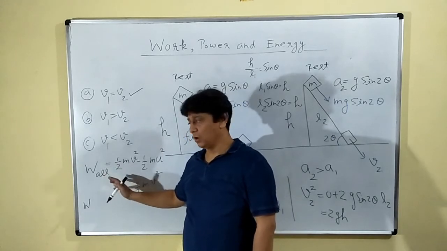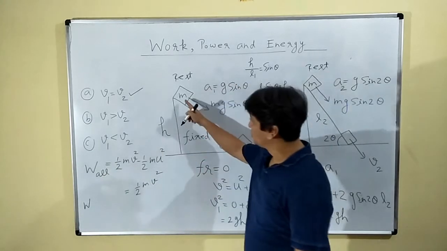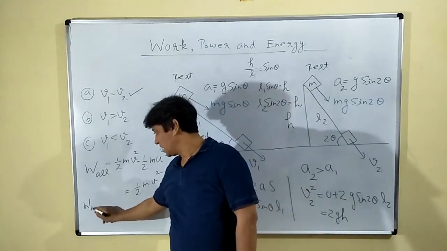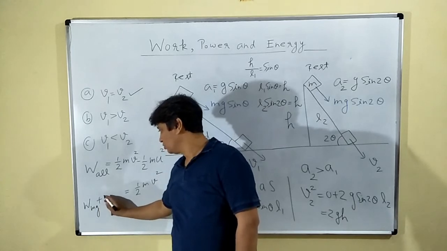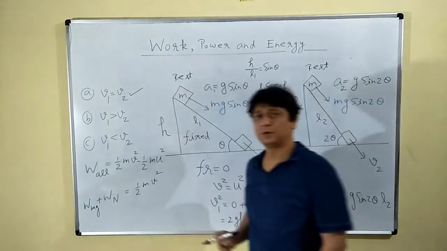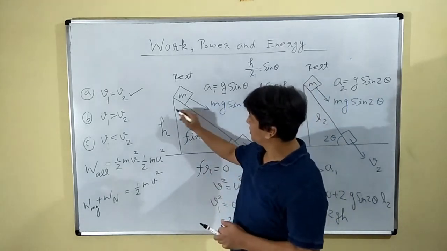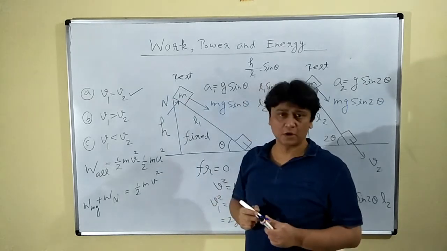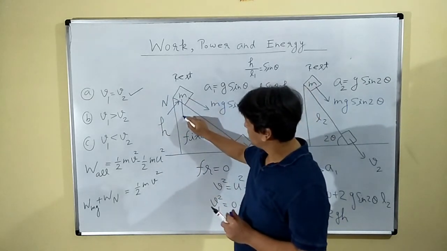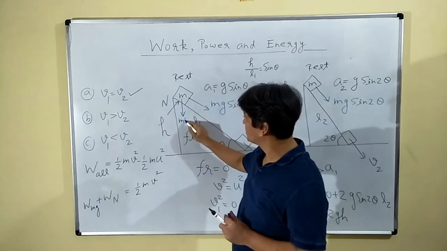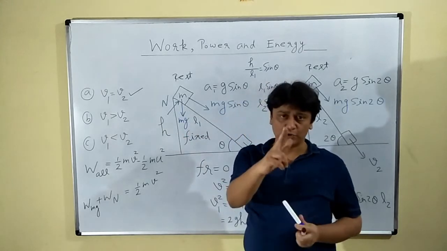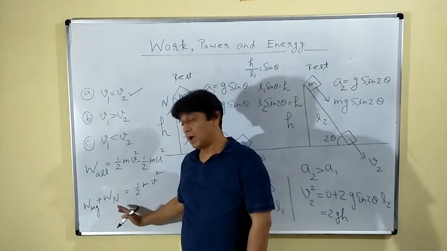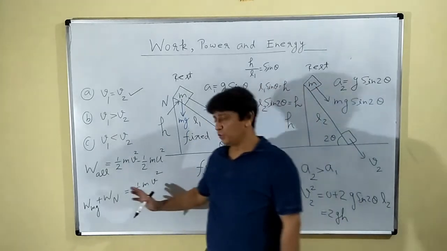Work done by all. How many forces are acting on this object when it is moving on this inclined surface? एक है mg और दूसरा है नॉर्मल रिएक्शन. और आदमी को पता है कि इस ऑब्जेक्ट पर इस तरफ क्या लग रही है नॉर्मल रिएक्शन? इस ऑब्जेक्ट पर नीचे की तरफ कितना फोर्स है? mg. These are the two forces acting on this object, mg and normal reaction.